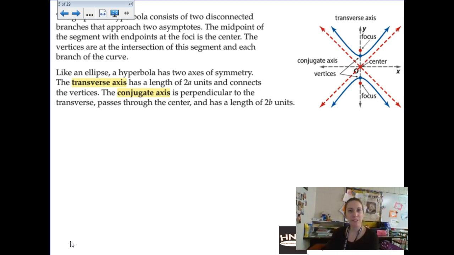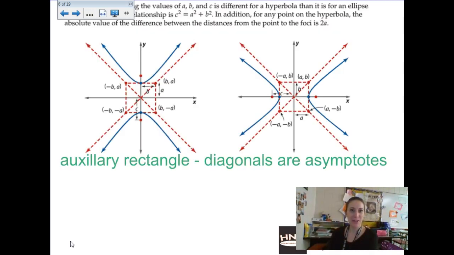Some more vocabulary. This is a little new. We have transverse and conjugate axes this time. Basically, they end up with asymptotes, these oblique-looking asymptotes that are going to create the shape of the hyperbola, the curve. It's not as complicated as it seems right now, I promise.